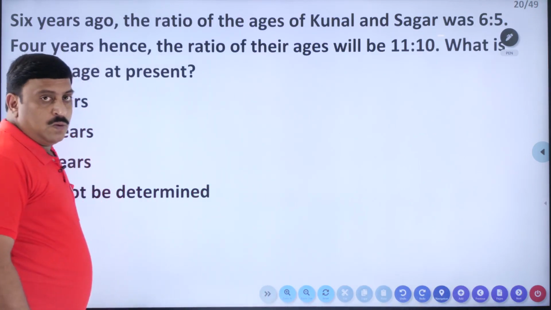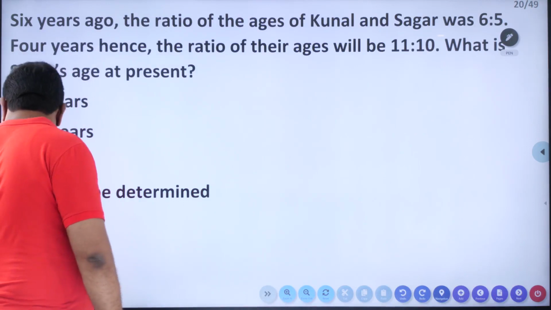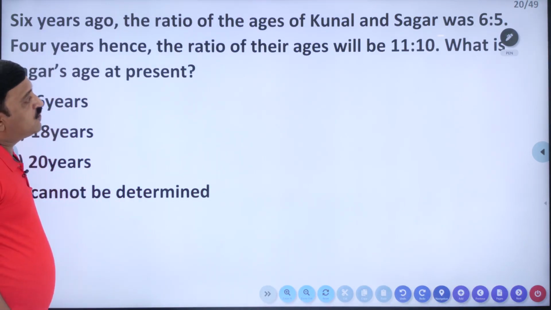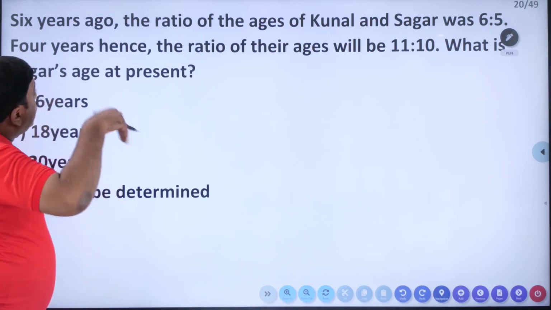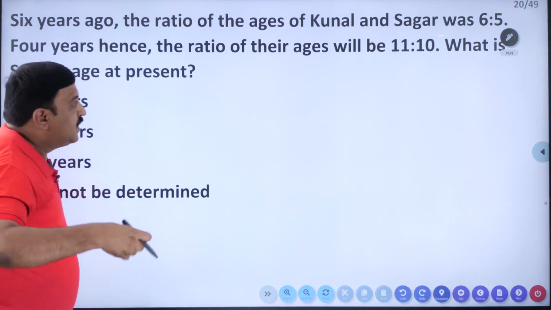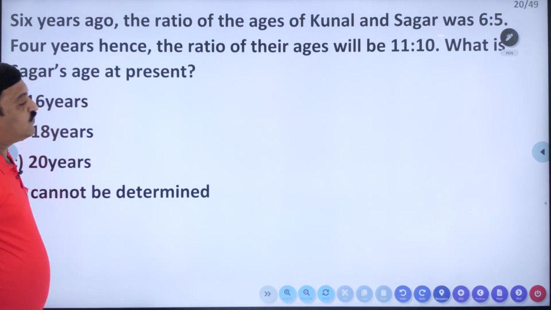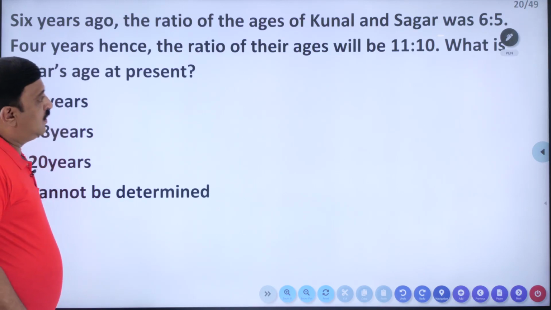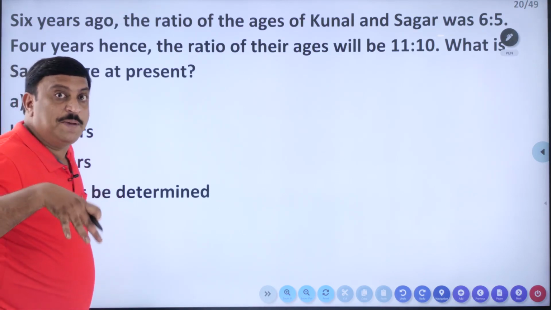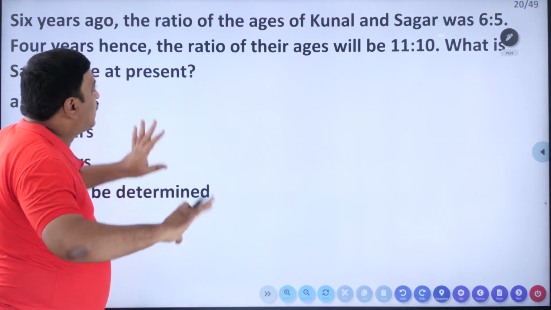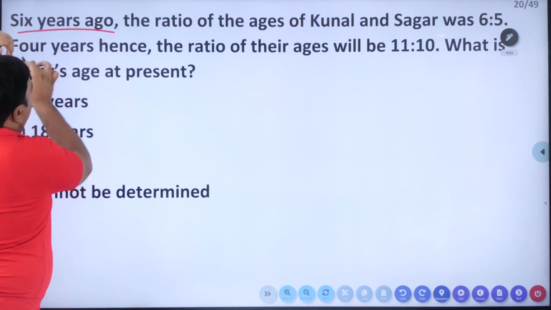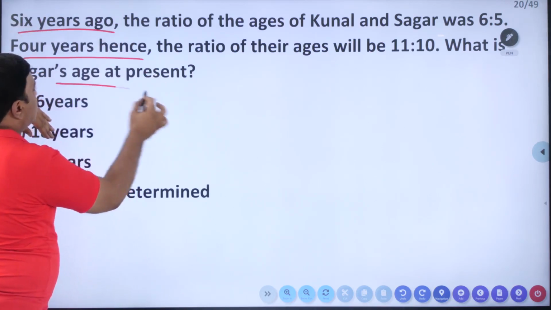6 years ago, the ratio of the ages of Kunal and Sagar was 6:5. 4 years hence, the ratio of their ages will be 11:10. What is Sagar's age at present? This is another model, same concept. See how typical the case is: they didn't give any information regarding the present. They gave 6 years ago and 4 years hence, and they are asking about the present.